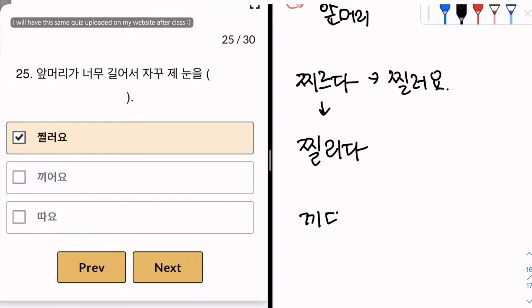And 끼다, which means to stick something, to insert something in between. It's changed to 끼이다 for passive form. And 따다 means to pick a flower or to pick a fruit, or it could also mean to open a bottle, and its passive form would be 따이다. And for piercing, you can say 찔러요.